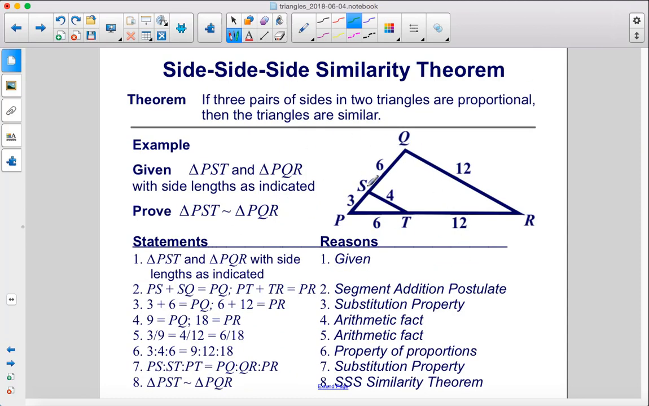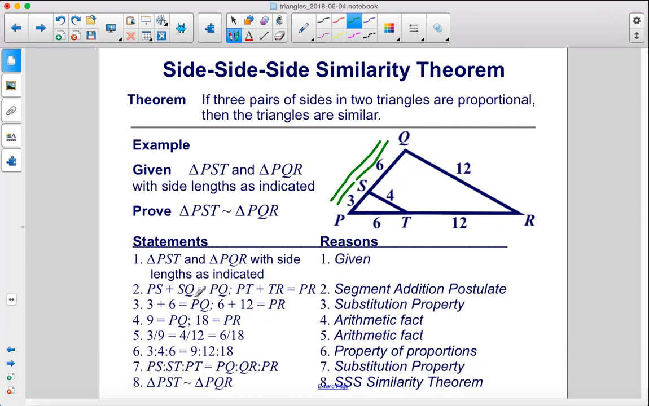Here's another example of a different proof. Given the two triangles here with side lengths indicated, prove that these two triangles are similar. We begin with our given information. The segment addition postulate states that this segment here plus this segment here equals the full segment. So PS plus SQ equals PQ, and the same for down here: PT plus TR equals PR.